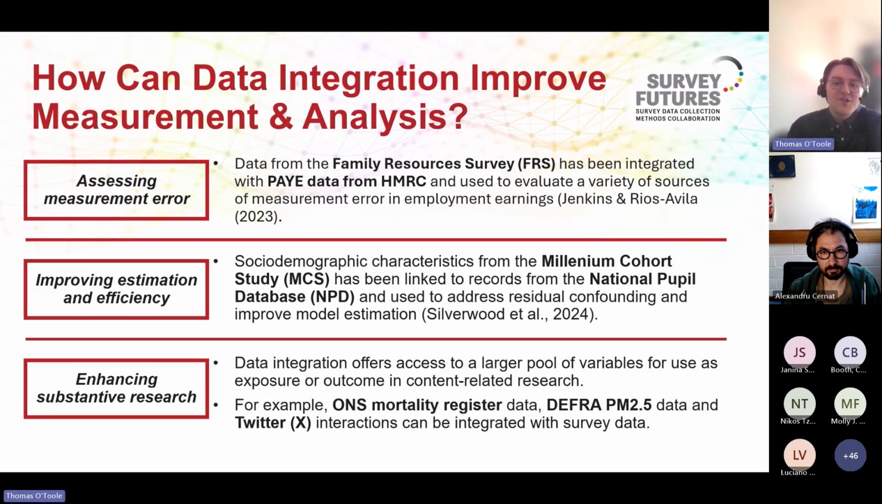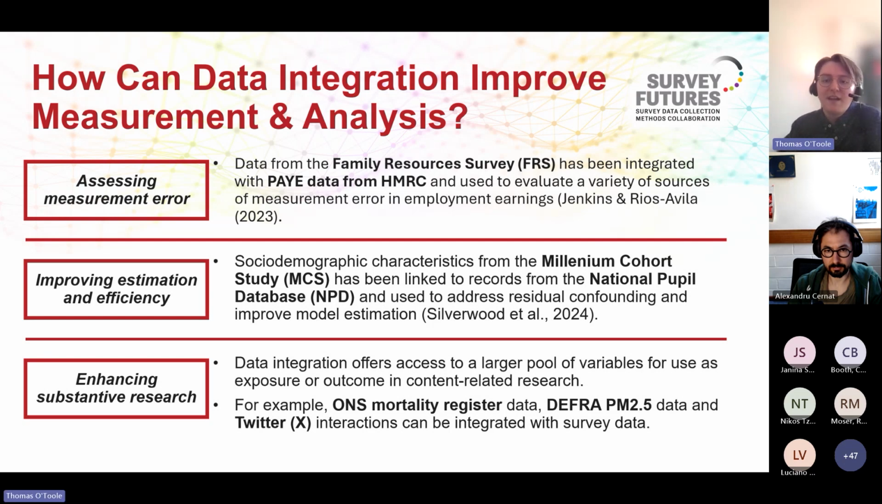So how can data integration help to improve measurement and analysis? Measurement error occurs when survey responses deviate from the true population values. And so admin data can provide detailed longitudinal information which can be used to validate and correct survey responses. A recent example of this comes from the linked Family Resources Survey and HMRC payee data, which evaluated measurement error in earnings.